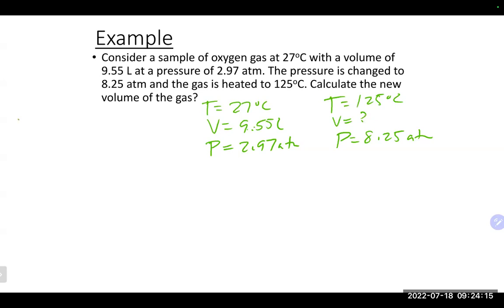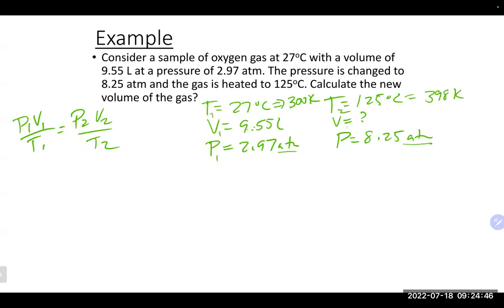So this definitely is our combined gas law here, P1 V1 over T1 equals P2 V2 over T2. In terms of pressures, they're both in the same unit, so that's good. Once again, not surprisingly, our temperatures do need to be converted. So we'll add 273 to it. That makes this guy 300 Kelvin, and 125 plus 273 makes this guy 398 Kelvin. Calling all the guys on the left ones, guys on the right twos, we're going to solve for V2 here.